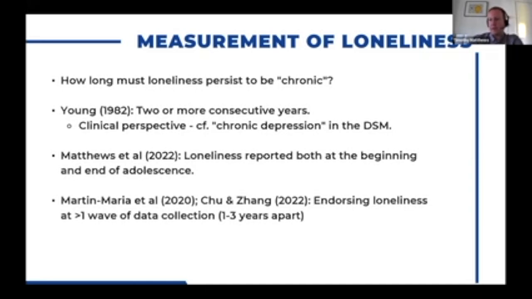And then similarly, these 2 studies at the bottom, they had more than 2 waves of data collection, and they were closer together. So they treated people as chronically lonely if they endorsed feeling lonely at 2 or more waves of data collection. So I guess the bottom line here is that there's no consistent way of doing it yet in the literature. There's no consensus. People just have to come up with a solution that makes theoretical sense while also working within the limits of their data set.